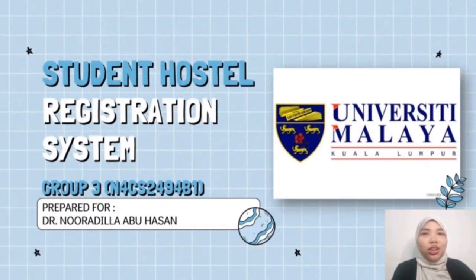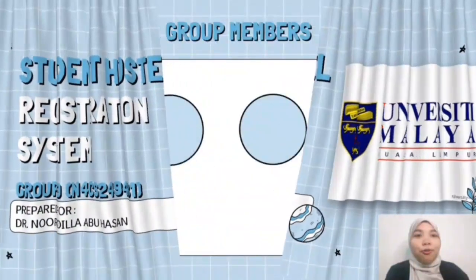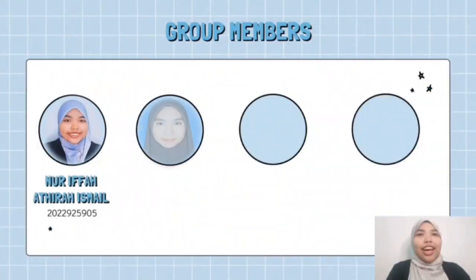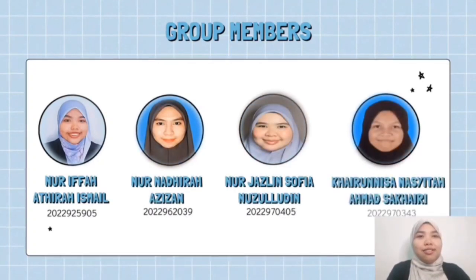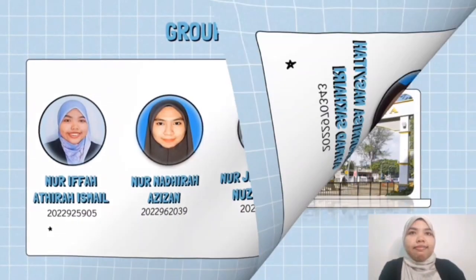So today we will present about student hostel registration system for the University of Malaya. Our team consists of 4 pupils. The first one is me, Nur Ifa Atira binti Ismail. Next, Nur Nadira binti Ngajizan Elias Azizan, followed by Nur Jazlin Sofia binti Nazuluddin and Khairunisa Nashita binti Ahmad Sakairi.